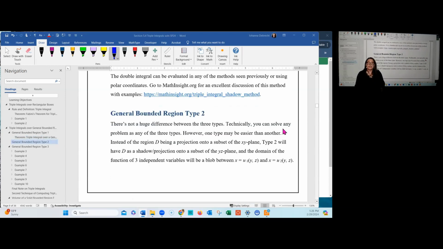If you want to find a longer explanation of that, you can go out to mathinsight.org and look for triple integral shadow method. Let's talk now about a general region of type 2.